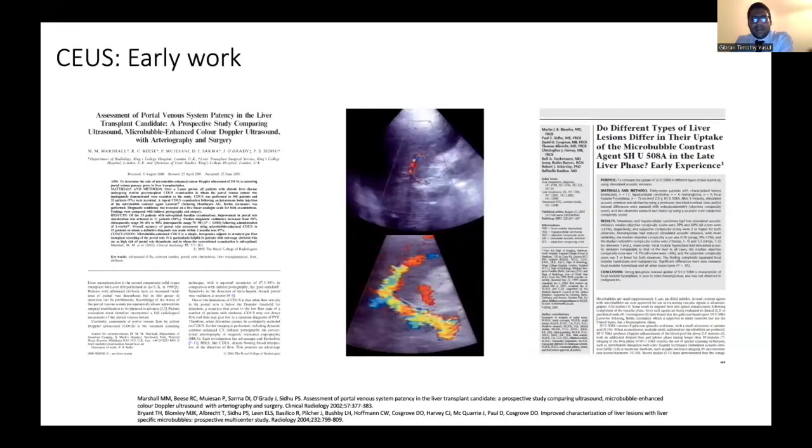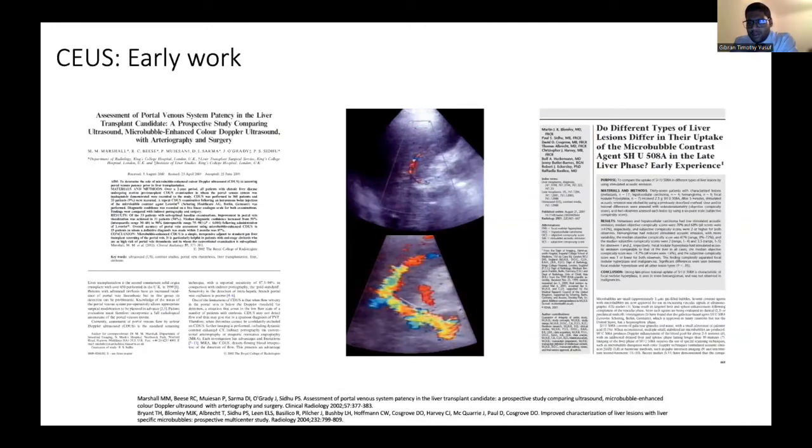When it initially started, it was done in a slightly different technique. Contrast Enhanced Ultrasound was administered, and then Doppler scanning was performed in a conventional way. And that was used to boost the signal from the portal vein in liver transplants. And it was to check for patency.